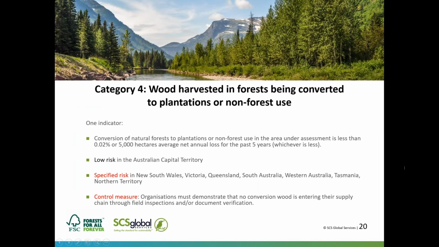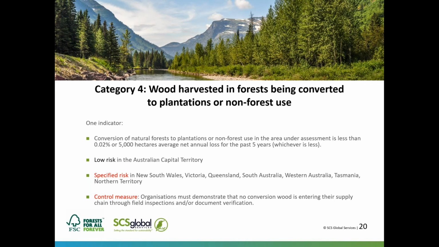Perfect. And we'll quickly move on to category 4. So that's conversion wood. And in this category, the working group assessed one indicator. That's conversion of natural forests to plantations or non-forest use in the area under assessment is less than 0.02% or 5,000 hectares, average net annual loss for the past 5 years, whichever is less. And the working group found that there's low risk in the ACT and specified risk in the rest of the states and the Northern Territory.